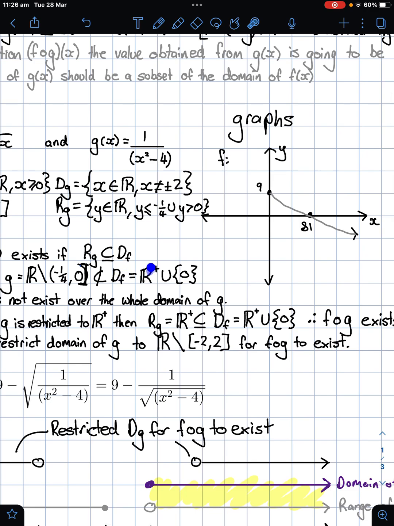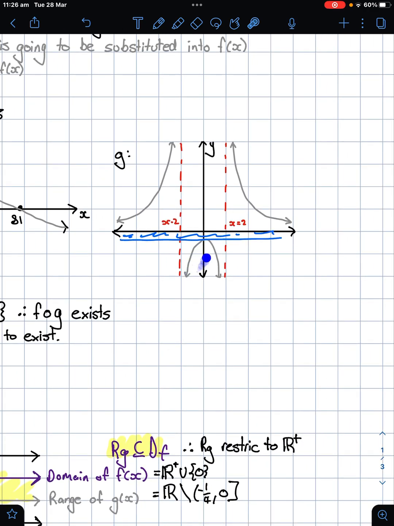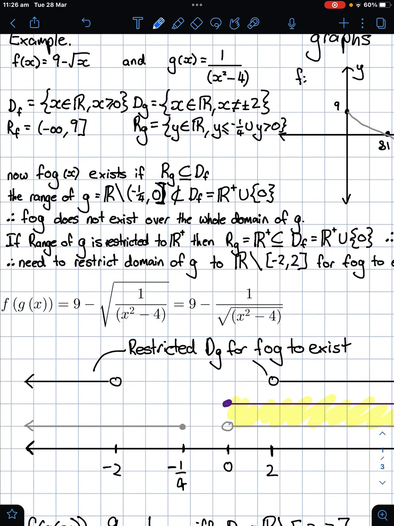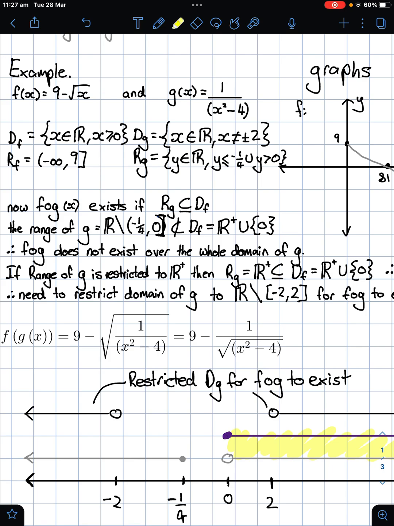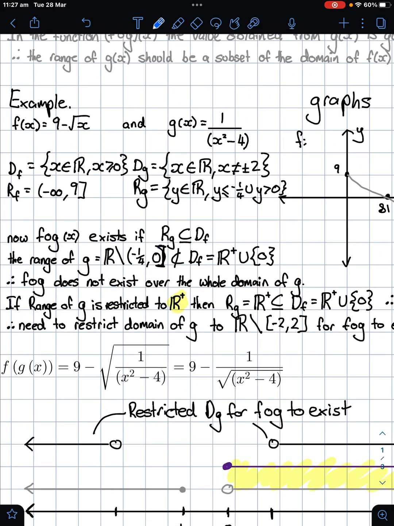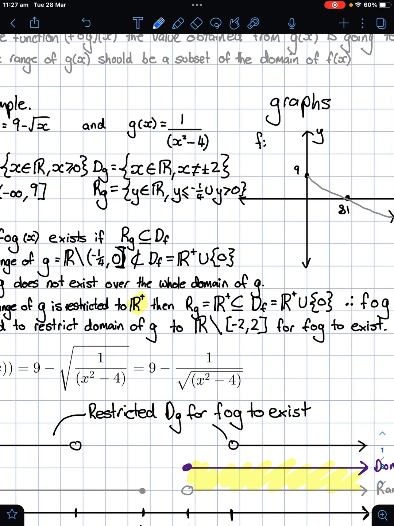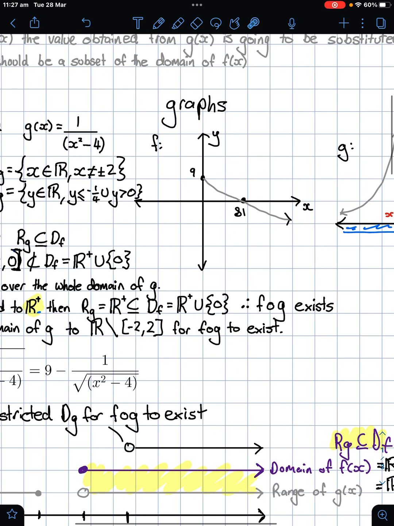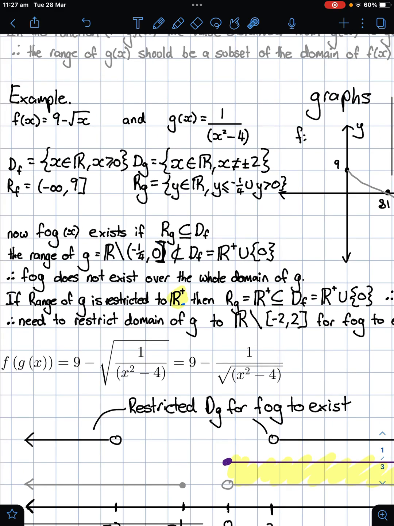so the domain of f is all real positive numbers. If we could get rid of this section here, let me get the highlighter out. If we could get rid of this bit here, then our range would be all the positive numbers. If we could restrict it to all the positive numbers, all the numbers above the x-axis, then it would fit in the subset. So if the range of g is restricted to all the positive real numbers, then the range of g is a subset of the domain of f, which is all the positive real numbers union 0. Therefore, our composite function would exist.